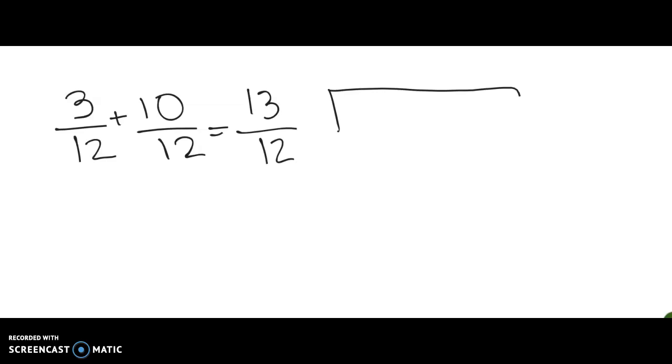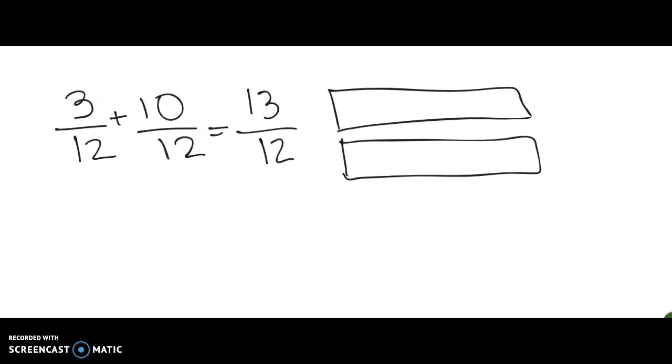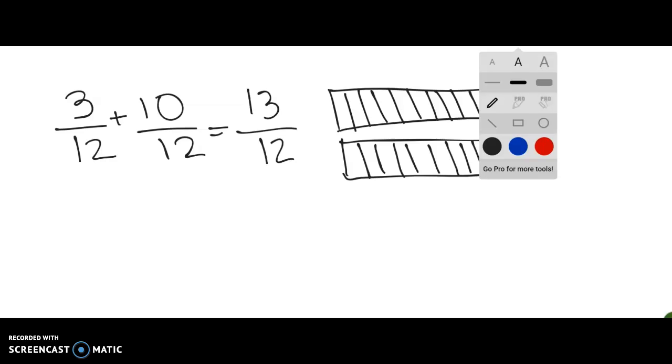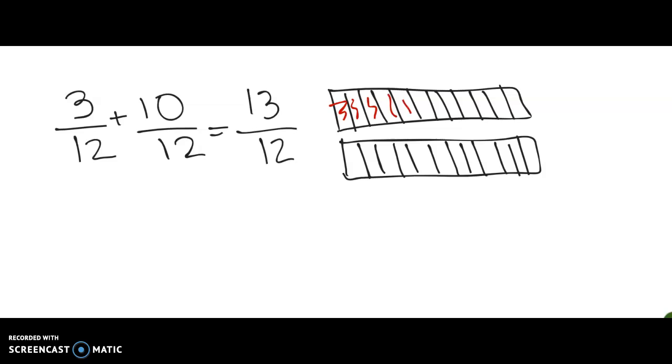Let's go ahead and create two shapes, and we're going to divide them into 12ths. And then we're going to color in 13 of them. So here we have one whole, and then we only have 1 out of our denominator, which is 12.